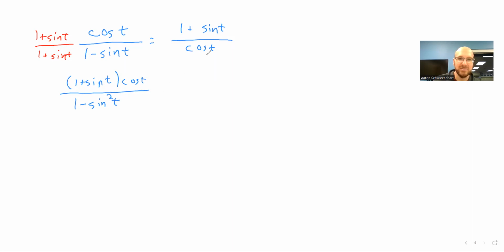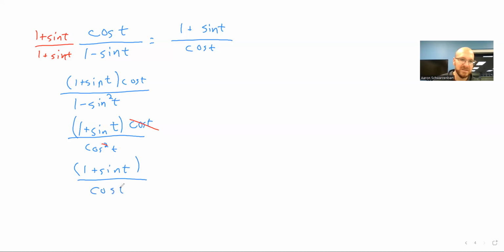So here I'm really only going to be working on the left side. Looking at that, my bottom needs a cosine, so I'm going to turn the 1 minus sine squared into a cosine squared. And then I can cancel that. Oh, hey, that's what I was trying to prove. It equals. That was example 4.